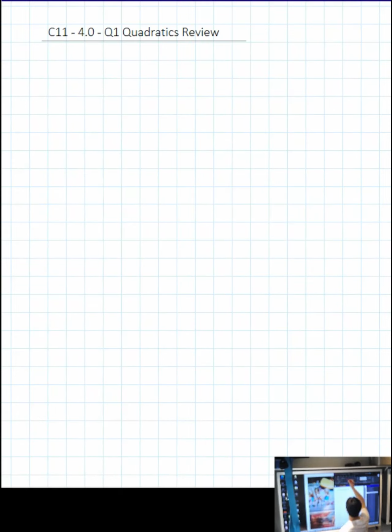All right, we have quadratic functions review. Question number one says y equals x squared minus 2x minus 3. And again, in this chapter we're looking for x-intercepts, where in the last chapter we were looking for the vertex. So how are we going to find the x-intercepts? We're going to do a table of values.